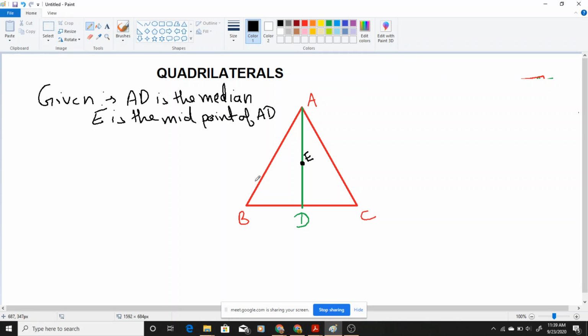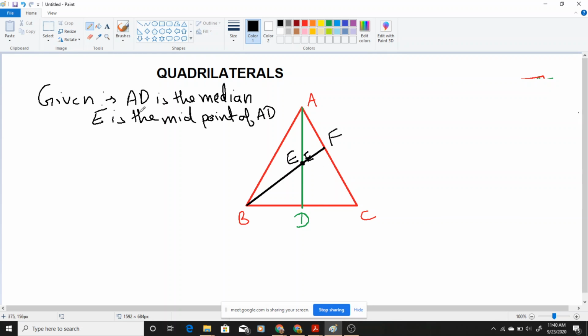Now we are given a line joining B and E. We are joining B to E, and then I am extending this line to point F. Here we are having a new point, that is F. This one was point E, and this is point F we are having.